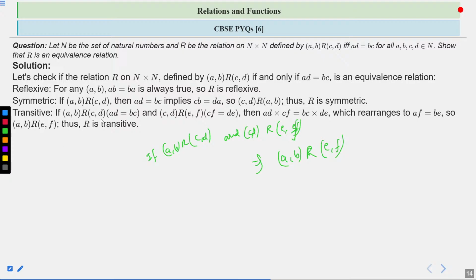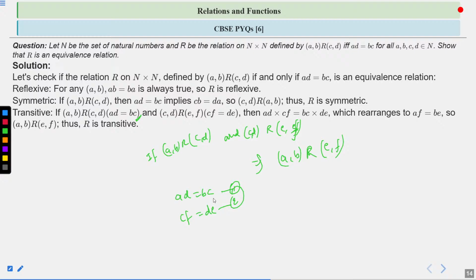So if AB is related to CD, that means we can write AD is equal to BC, right? So our one equation is AD is equal to BC. Suppose this is equation 1. And AB is related to CD and CD is related to EF. If CD is related to EF, then we can write CF is equal to DE.